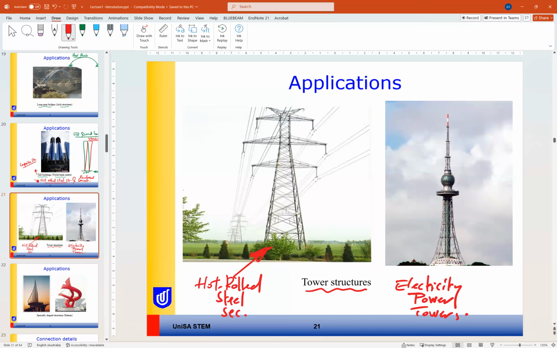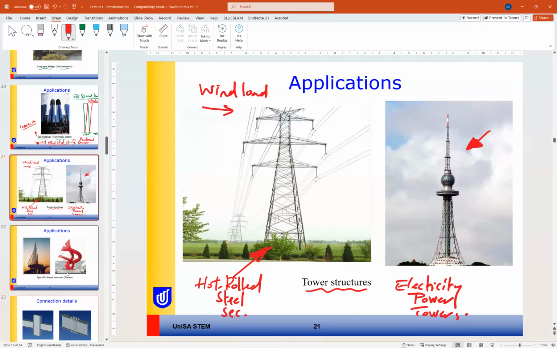Because again, the main problem in this one is the wind load. This structure doesn't carry any, or almost a very minimum, vertical load, but it carries wind or lateral load. That's why we need hot rolled steel structure to carry these power lines. And this is another one, maybe like an antenna for mobile network or something. So all these high towers will need to be built using steel.